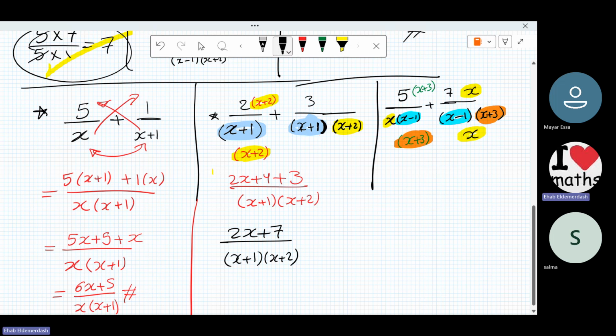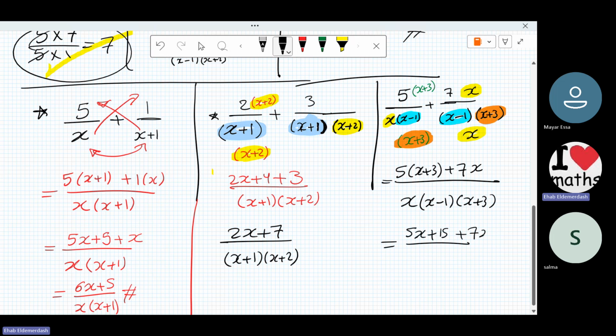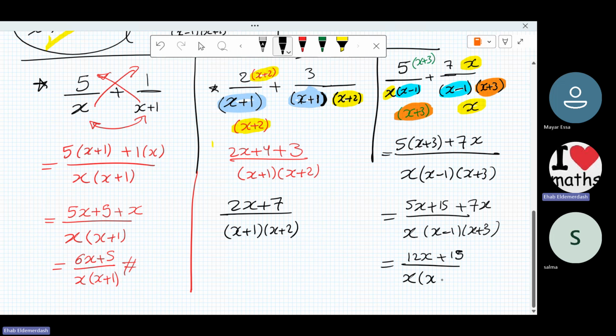Let's see what the common denominator is in this case. The denominator is x into x minus 1 into x plus 3. That is the common denominator. On top, 5 into x plus 3, then 7 into x. Let's see what's happening: 5x plus 15 plus 7x over the same denominator. I can simplify more. 5x plus 7x gives me 12x plus 15, over the same denominator x into x minus 1 into x plus 3.